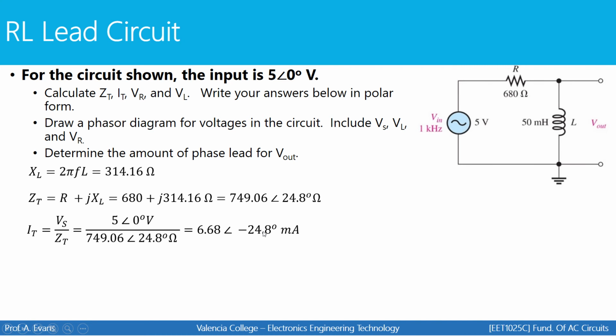If you remember a few slides ago, we discussed the fact that the total current is going to lag the source in an RL series circuit, and that's exactly what this means, that the total current is lagging the source by 24.8 degrees.